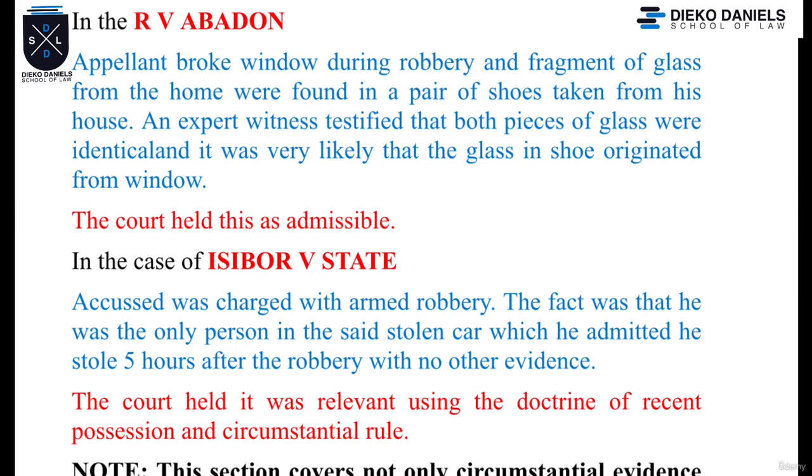You can see that the admission of the effect of occurrence A is relevant to the fact in issue. So what is the occurrence here? The fact there has been an armed robbery. Abi, what is the effect of occurrence A? The fact that the person who had robbed must be with the stolen property.